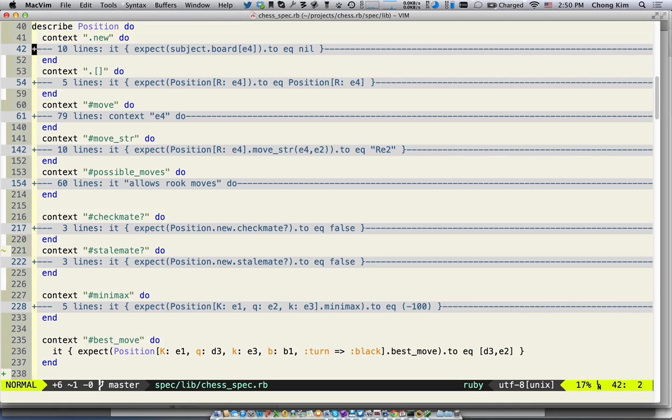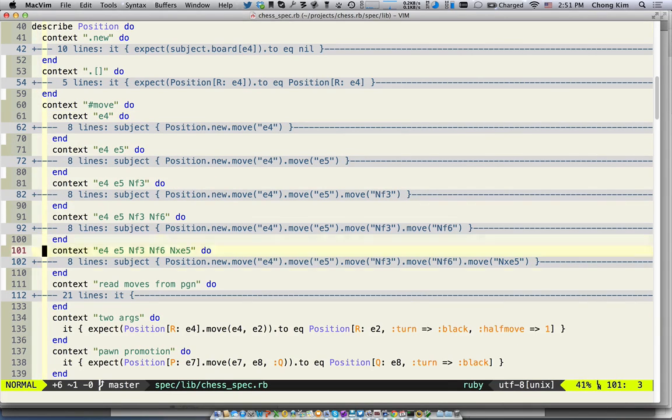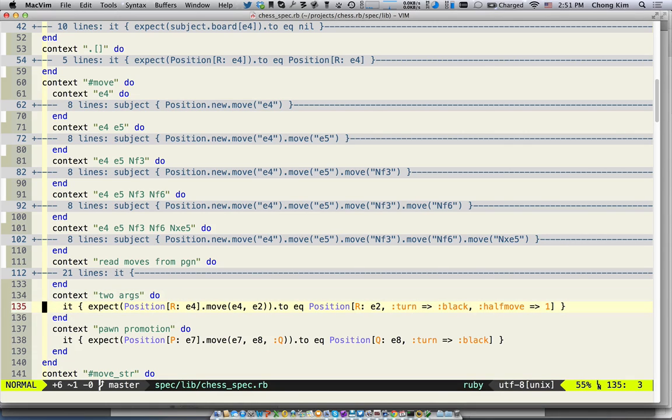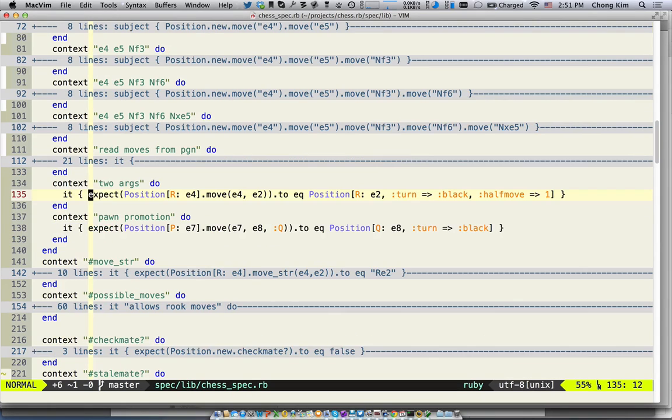So this way I could see this a little bit better. All right. So it should be under move, right here, and under move, it's with the 2 arguments. So right now we only have just one example. So we need to create more examples. Make sure that all the special moves like castling and en passant are handled.